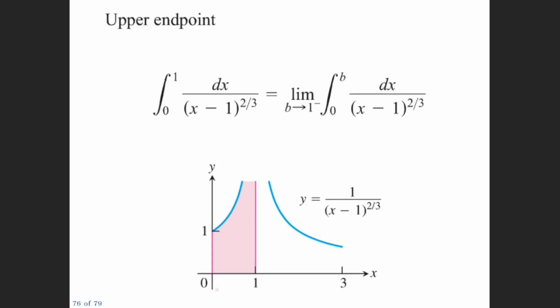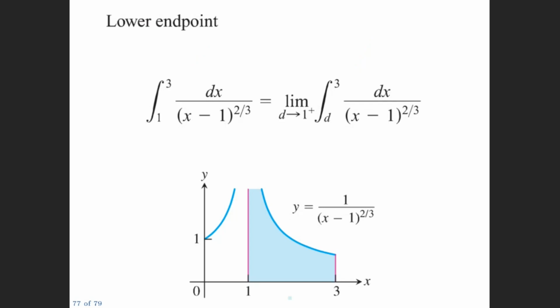If we have a vertical asymptote at, let's say, the number 1, replace the number 1 by a letter, and then take the limit as b tends to 1 from the left. Or in this example, again, replace the 1 by a letter, and then take the limit as b tends to 1 from the right.